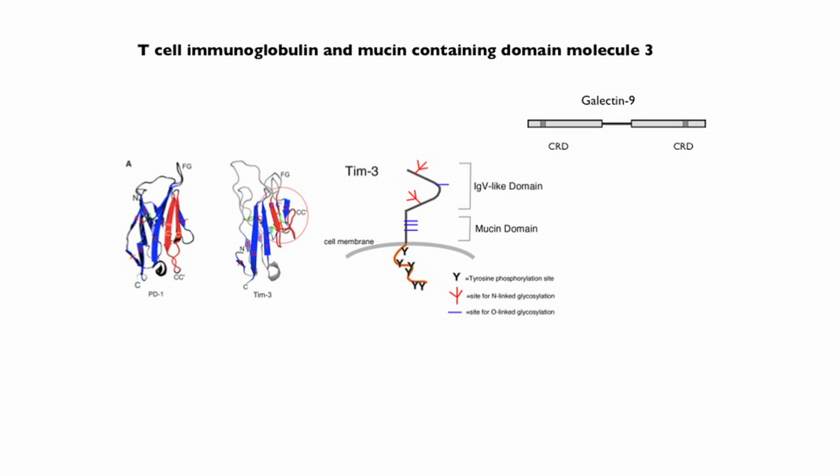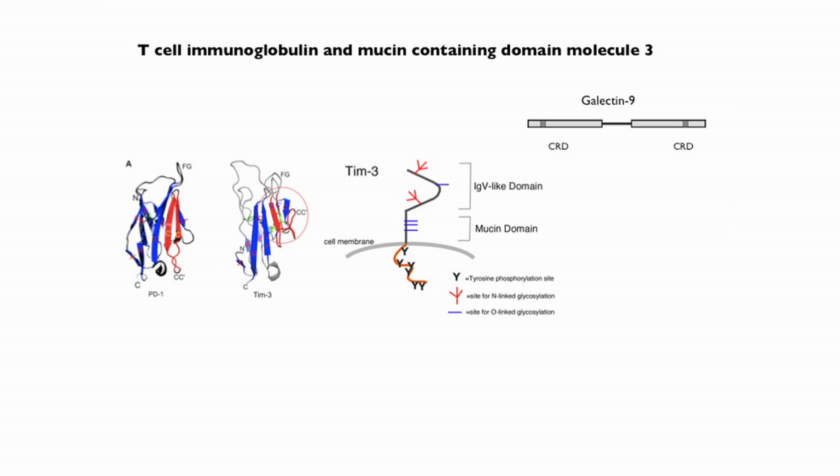It has a similar structure to PD-1. TIM3 also has a mucin domain. That's why it's called T-cell immunoglobulin and mucin-containing domain. We don't know what the function of this mucin domain is. The cytoplasmic region has some tyrosine phosphorylation sites, meaning that it can be phosphorylated somehow. But there are no ITIM or ITSM or ITAM motifs on this cytoplasmic domain.